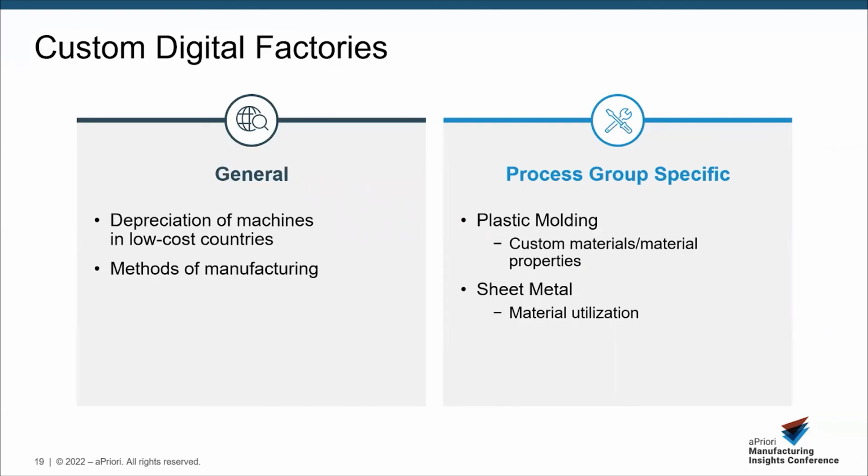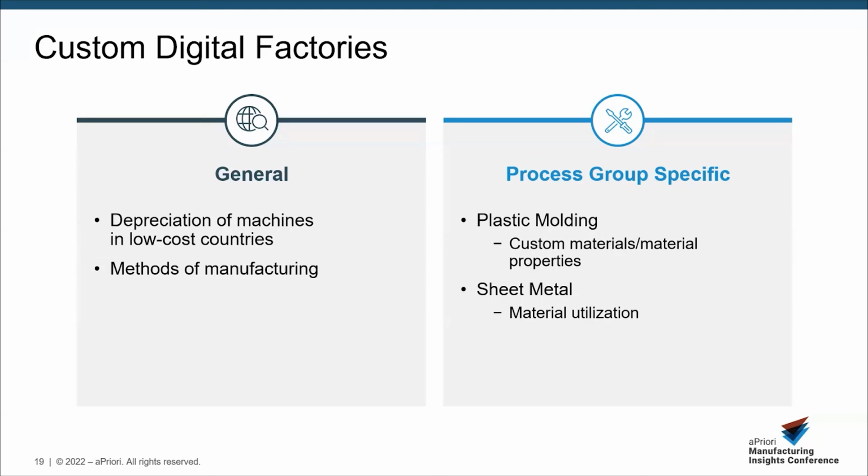You may also want to enable or disable processes to ensure that the processes available within that digital factory only include those that are representative of the specific supplier. Then there are some process group specific changes that you may want to implement as appropriate. For example, within plastic molding, perhaps the supplier is using a talc-filled ABS that cools in half the time as your standard ABS. For sheet metal, perhaps the supplier has extremely efficient nesting practices and you need to adjust the nesting assumptions within aPriori to ensure the calculated utilization is representative.